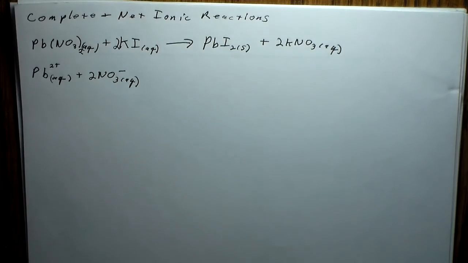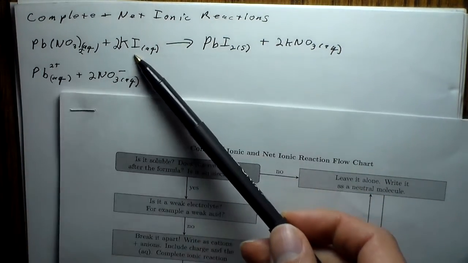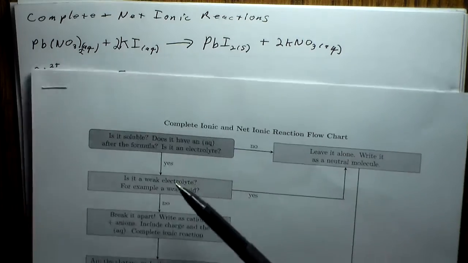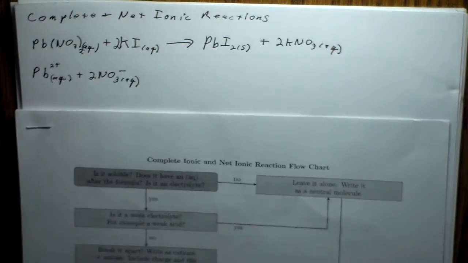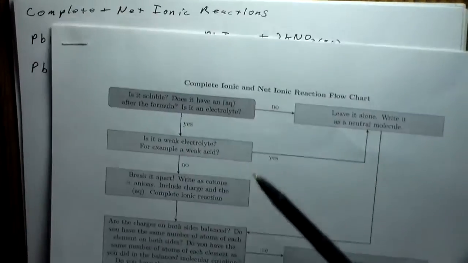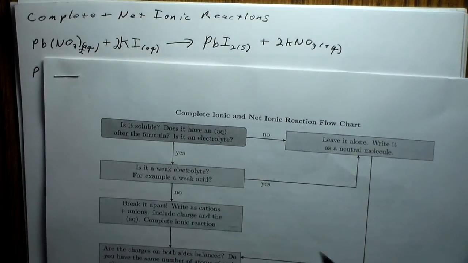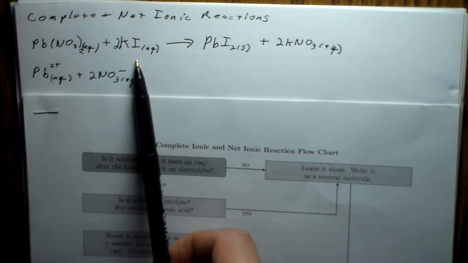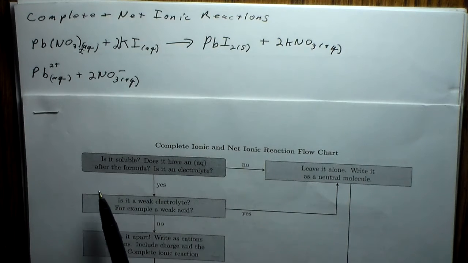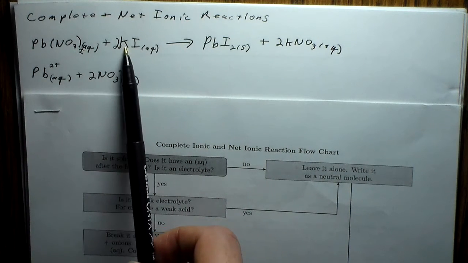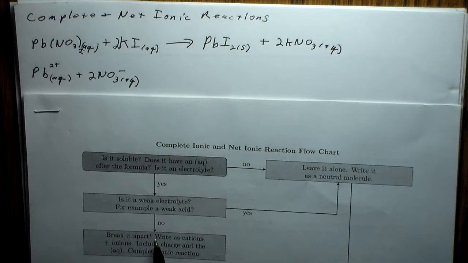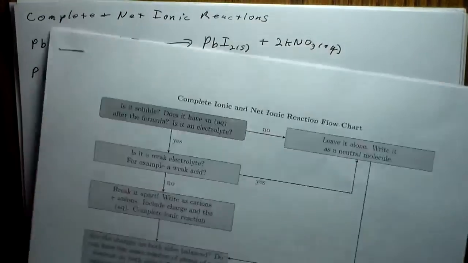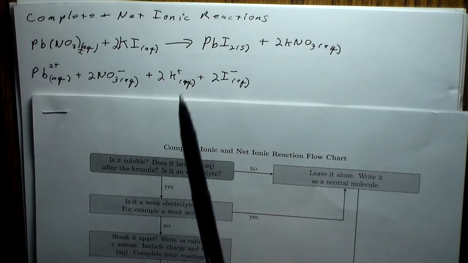That's the first part, and for each molecule in here, we need to go through this first part of the flowchart. I didn't make it too complicated with too many arrows, but this is the basics of what we need. So we did the first one for the lead nitrate. Now we do the same thing for the potassium iodide. Yes, this is soluble. All potassium compounds are soluble. It has a little aqueous, and this is definitely an electrolyte because it's a cation and an anion in there. Not a weak electrolyte, not a weak acid. So again, we break it apart as the anion and the cation. So that's that part.